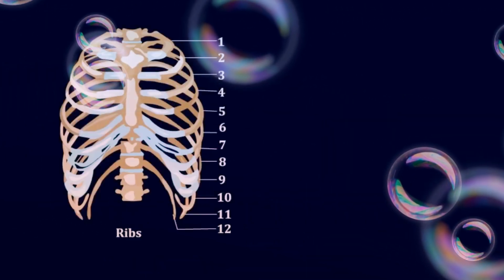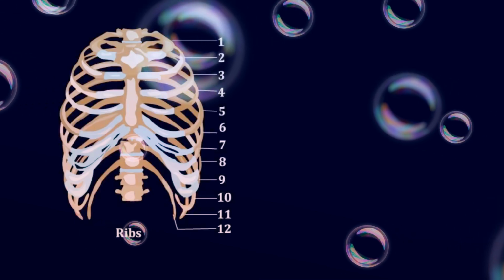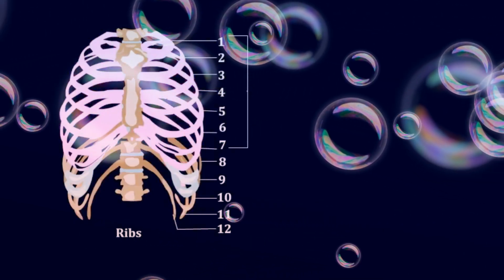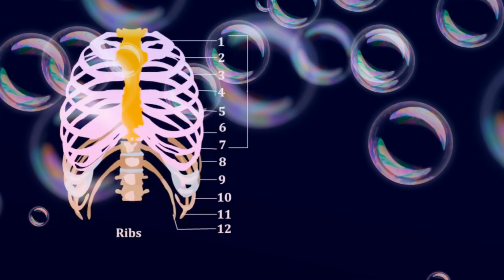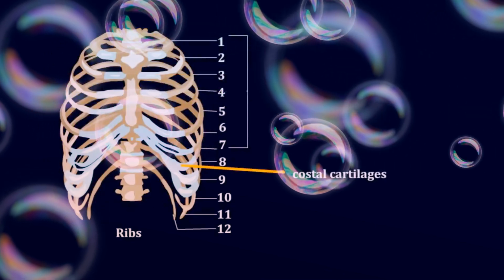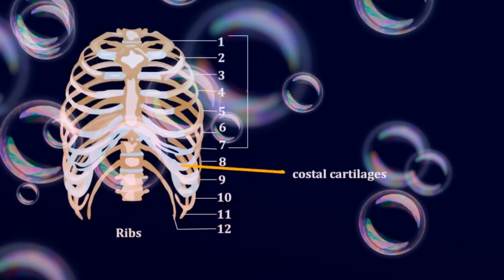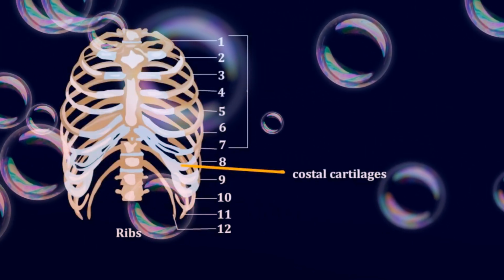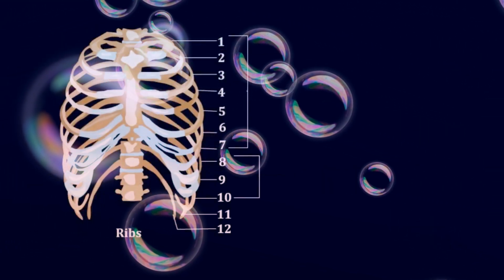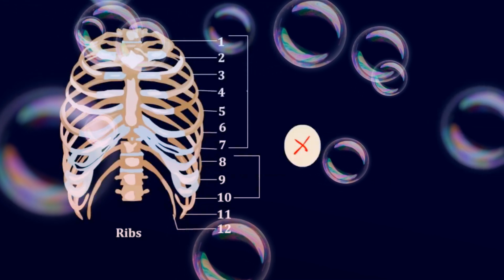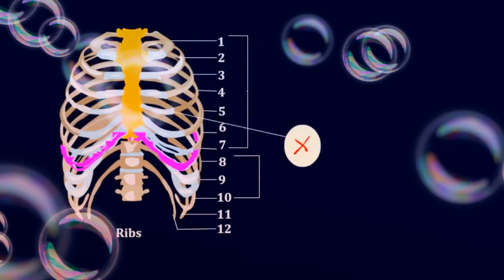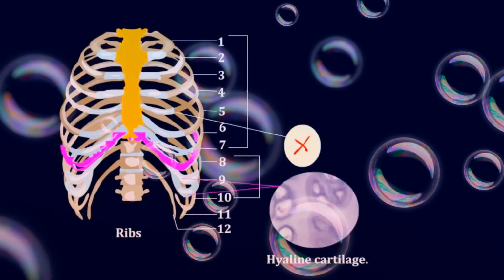Ribs. There are 12 pairs of ribs in the rib cage. The first 7 pairs of ribs are attached in front to the sternum with the help of hyaline cartilage. The costal cartilages of the 8th ribs are called false ribs. The 8th, 9th and 10th pairs of ribs do not articulate directly with the sternum but join the 7th rib with the help of a hyaline cartilage.